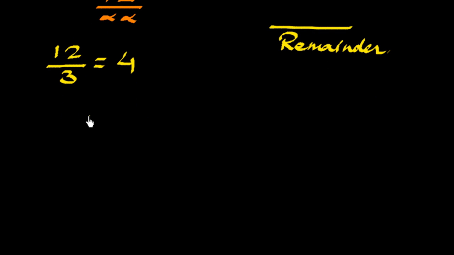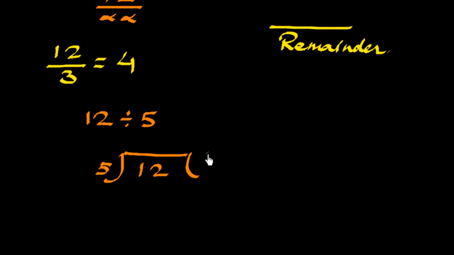We have to divide 12 by 5. Just you see, we have to divide 12 by 5. So we could write it in this way, 12 divided by 5. 5 2 times is 10. It should be equal to or smaller than the dividend. So here we get 2 as the remainder.